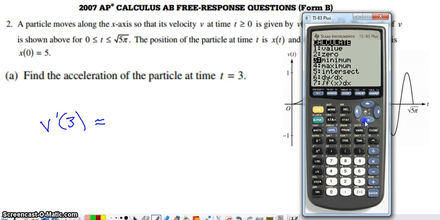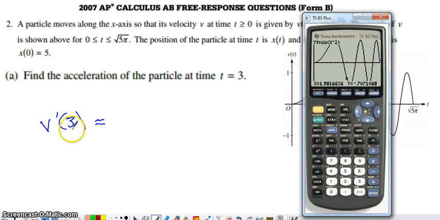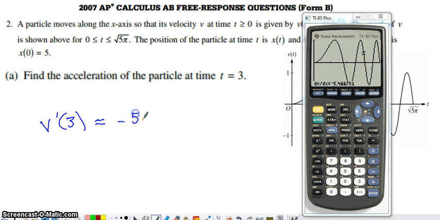So if we go into the calculate menu, we can grab this dy/dx feature, the value of the derivative. We want the derivative of what we graphed evaluated at 3. So we'll type that in. Calculator gives us the answer. We're looking at an acceleration of negative 5.467. Doesn't really give us any units here, but that would be maybe meters per second squared, if that's what velocity was measured in, meters per second.